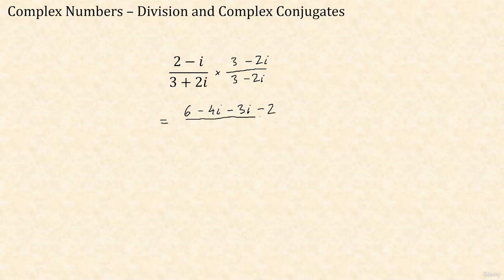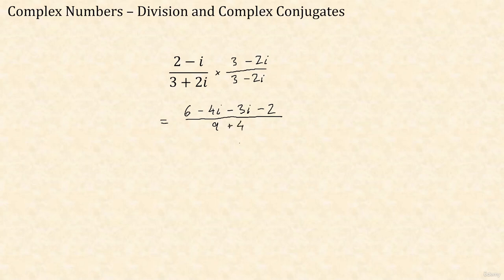Now on the denominator, I'm expecting this to simply be a real number. So 3 times 3 is 9. Now I do get a 3 times minus 2i, so a minus 6i. But I also get a 2i times 3, which is positive 6i. They cancel. That's the whole point. I then get 2 times negative 2 is negative 4. And i times i is negative 1.